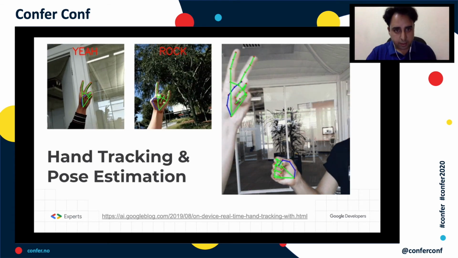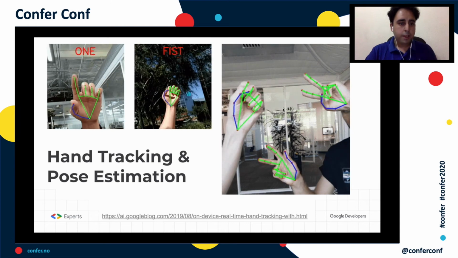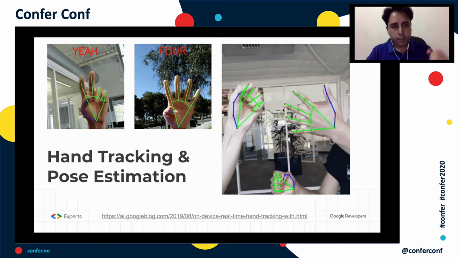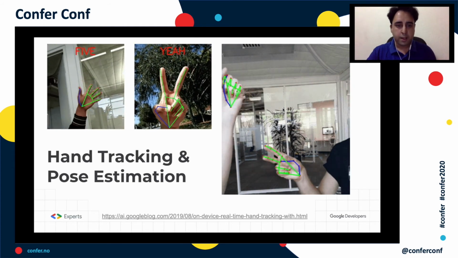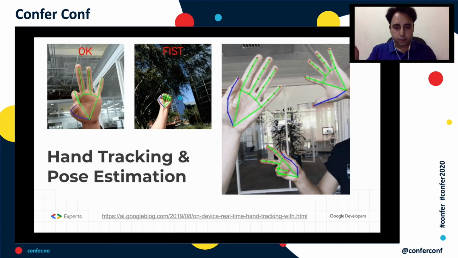And on top of that, it can also do pose estimation and hand tracking. So here in this example, the model is running a hand tracking application. It can recognize the different gestures of the hand, whether it's an okay, whether it's a 5, all these different kinds of gestures, and you can track the hand, you can estimate the pose and so forth.